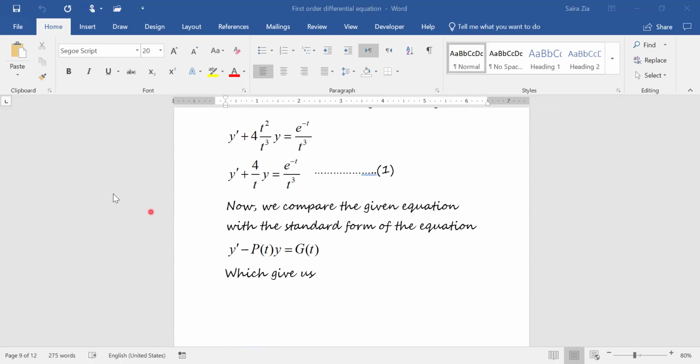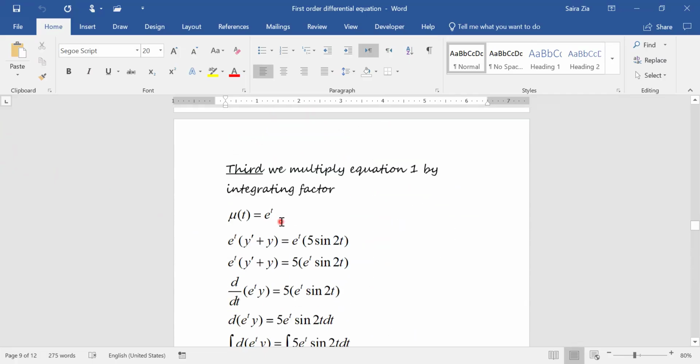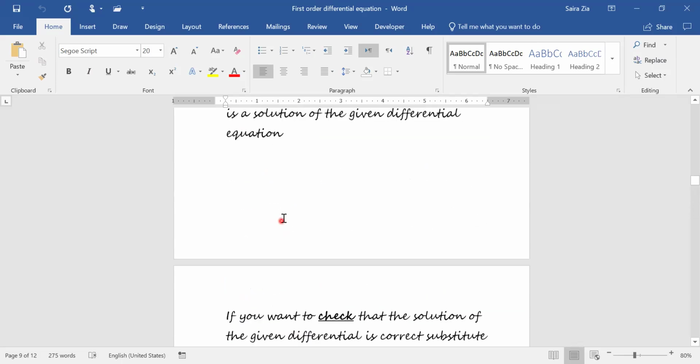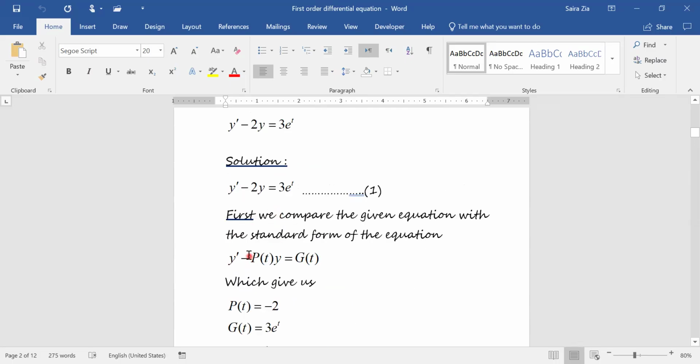Okay, and here we can just put that this sign will be plus. There is no need to write minus in the standard form. And wherever there is p of t, it will be just whatever the function is given. So in the standard form here will be plus.